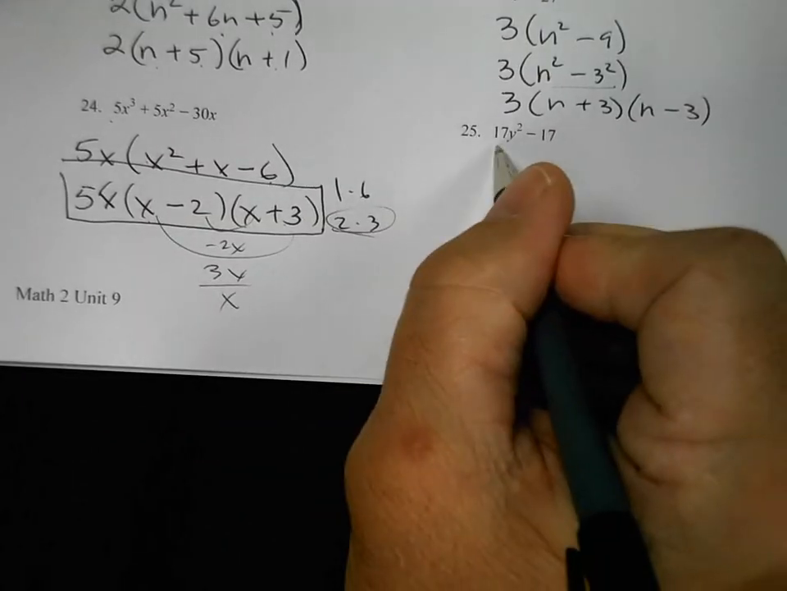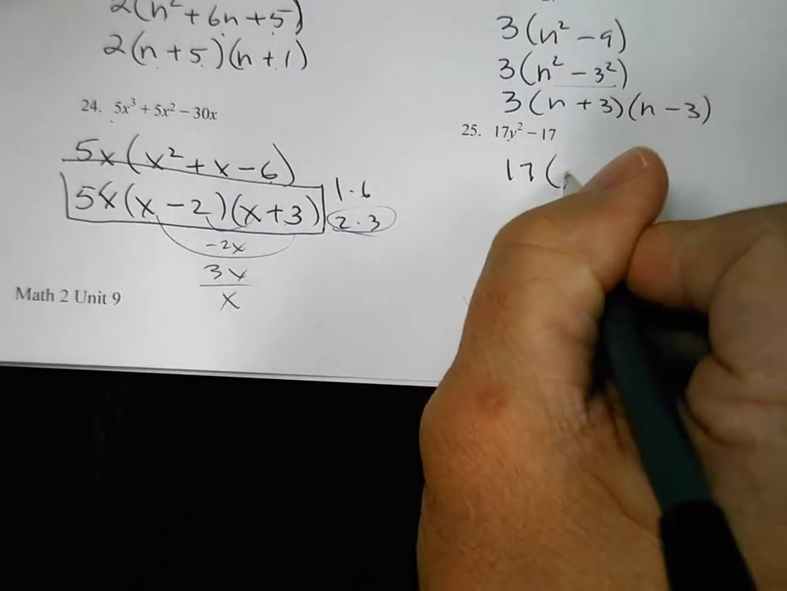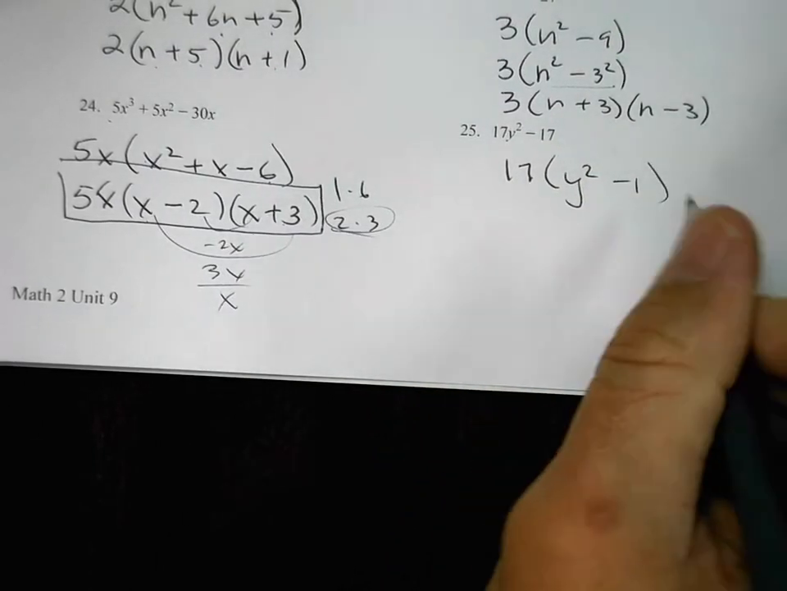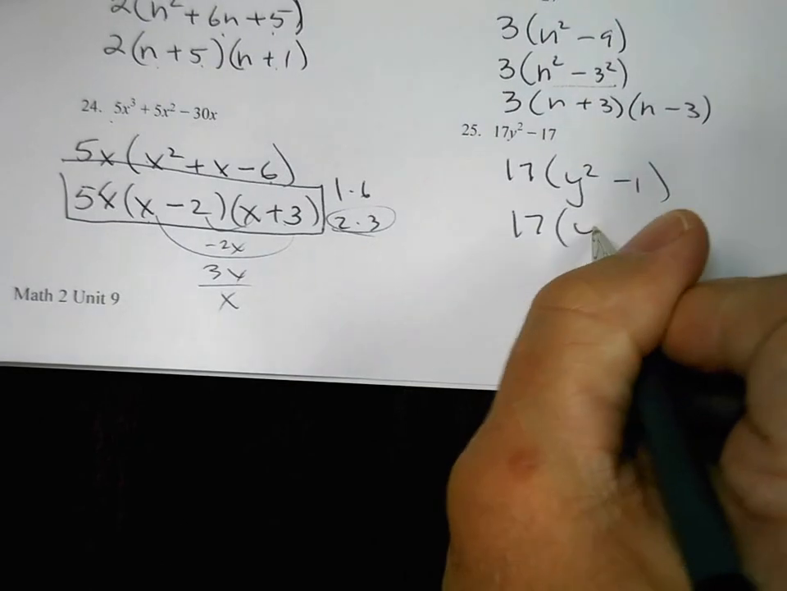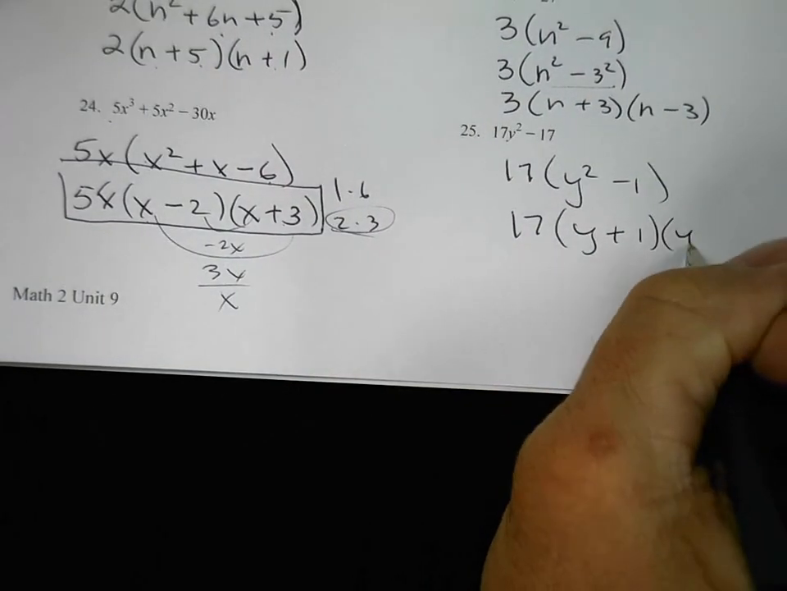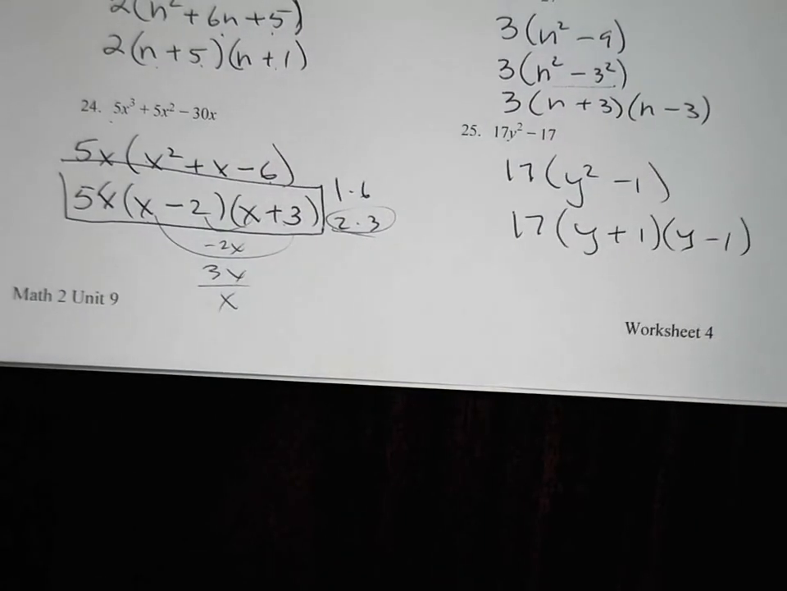Okay, and finally, I'm going to factor out a 17, leaving y squared minus 1. Well, that's a difference of 2 squares. And there you have it.